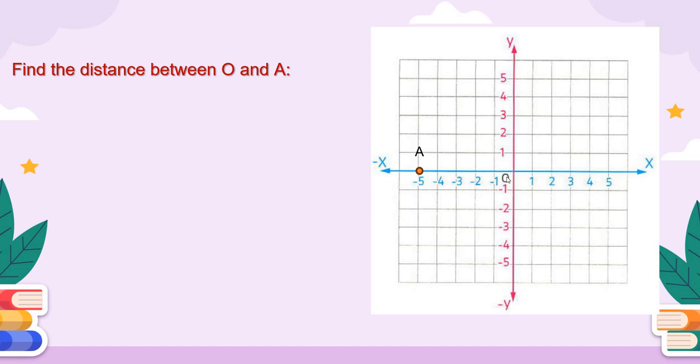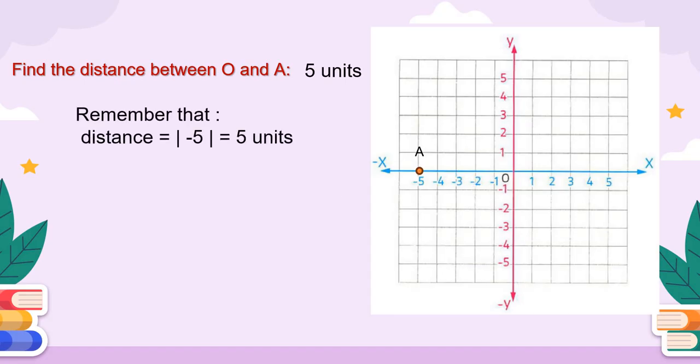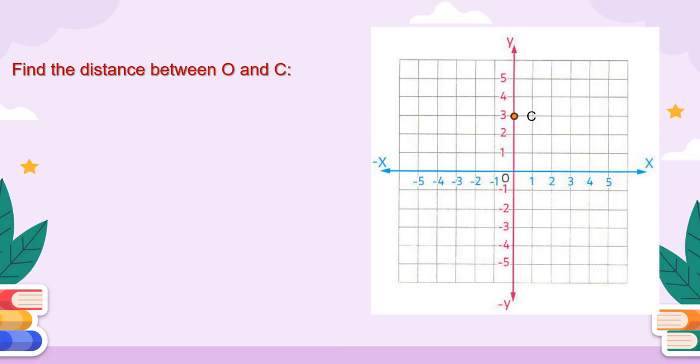Let's check out. Here I want to find the distance between O and A. And A here is in the negative part of the x-axis. So how can we find it? Again, by counting 1, 2, 3, 4, 5, which is 5 units, or by finding, yes, the absolute value of -5, which is 5 units.